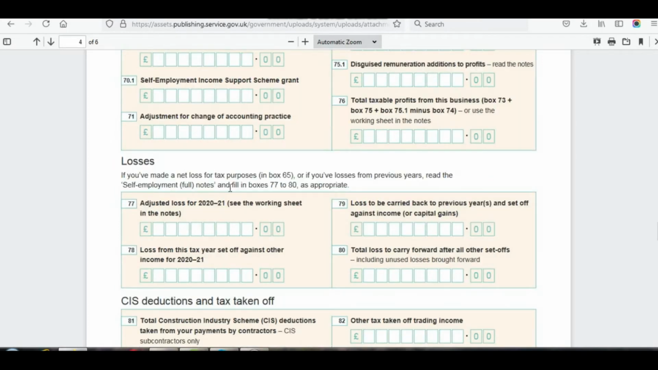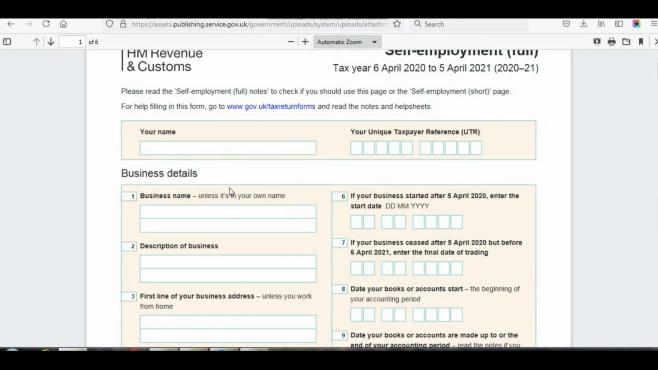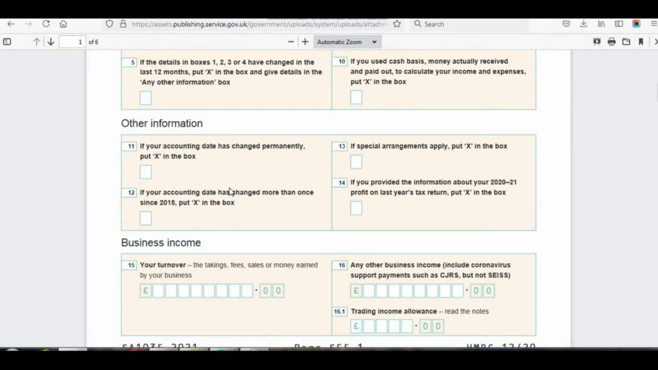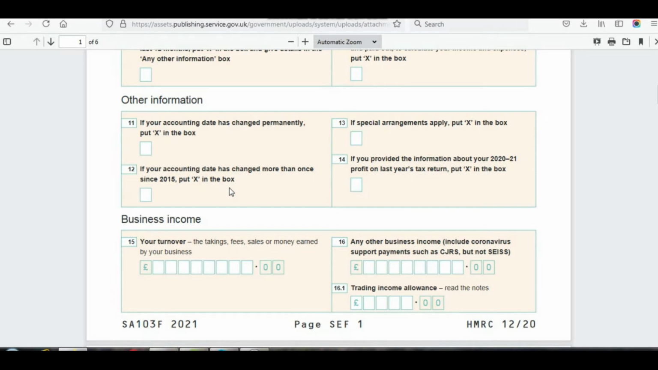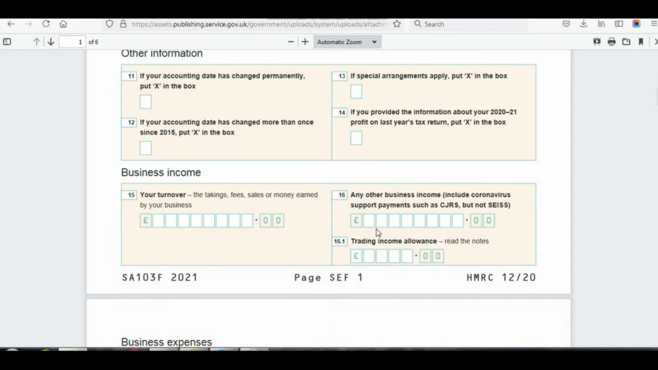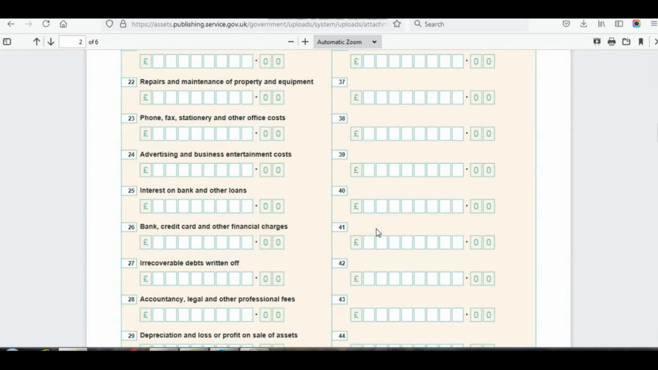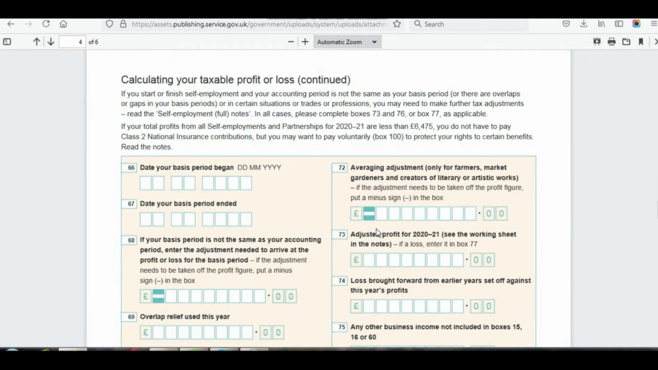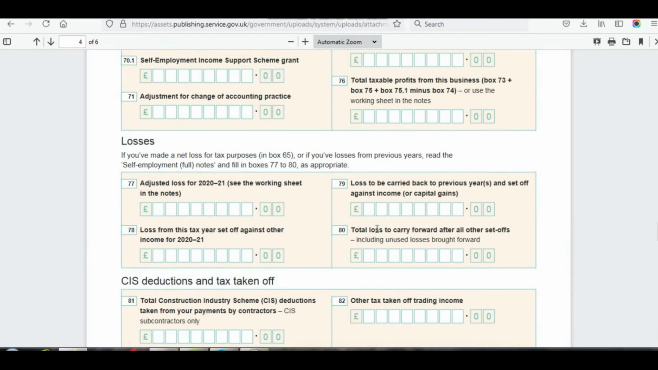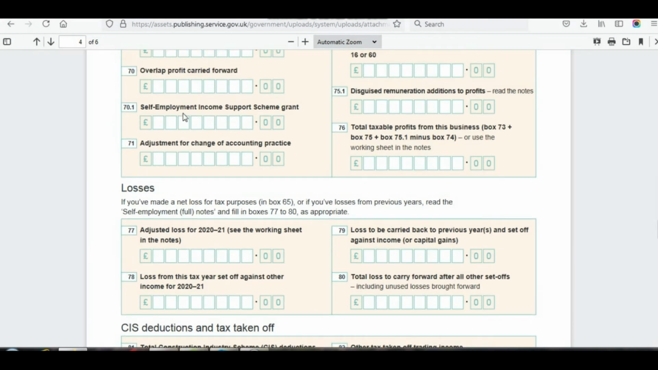So for those who are going to submit a SA103F, also called self-employment full supplementary pages, please use box 16. Any other business income include coronavirus support scheme payments such as CJRS but not SEISS. So again, for the grant you receive under SEISS, please use box 70.1 on page SEF4, self-employment income support scheme grant.